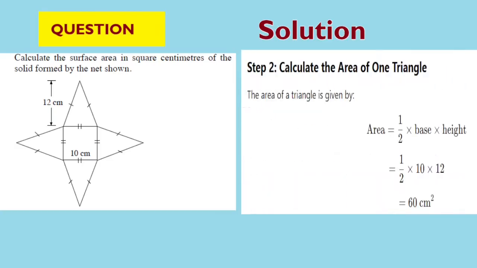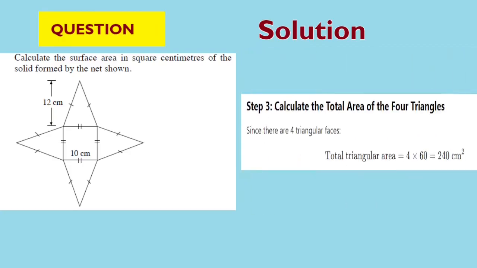Step 2. Calculate the area of one triangle. The area of a triangle is given by area equals 1/2 times base times height, equals 1/2 times 10 times 12, equals 60 centimeters squared. Step 3. Calculate the total area of the 4 triangles. Since there are 4 triangular faces, total triangular area equals 4 times 60, equals 240 centimeters squared.